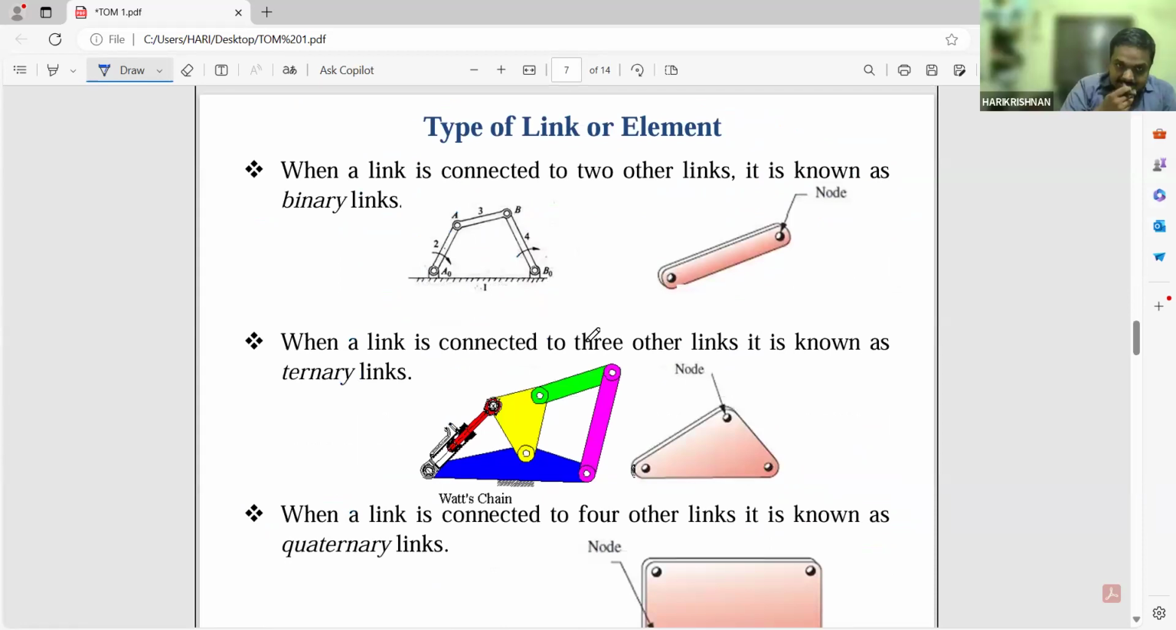Next is types of link or element. So we have told about what I mean by binary link. When a link is connected with two other links, it is known as binary link. Here you can see two links are there. Here this link, two links are there. Similarly, two links are there. So this type of links are known as binary link. When a link is connected to other two links, it is known as binary link. If you are connecting another link to this, this is a binary link.